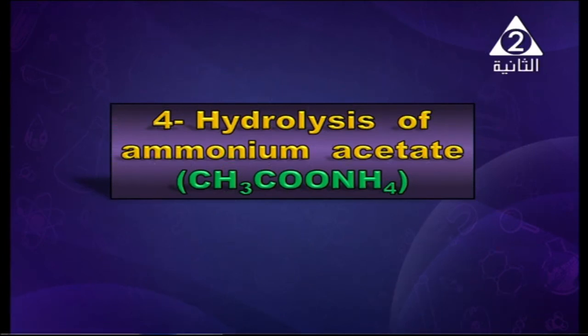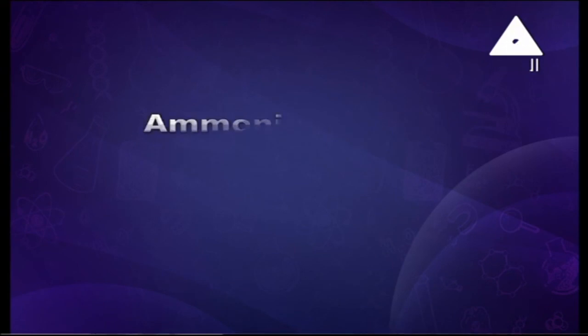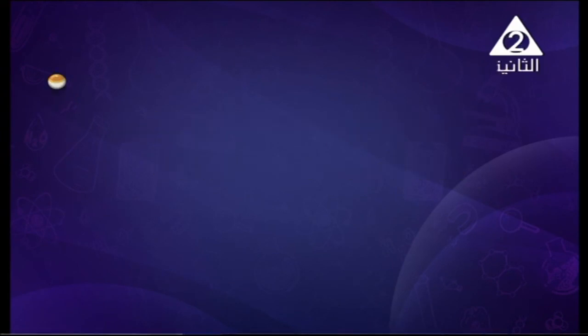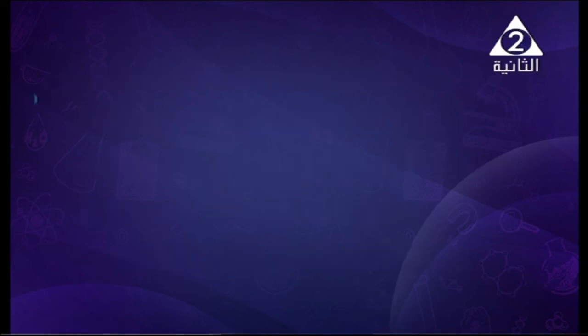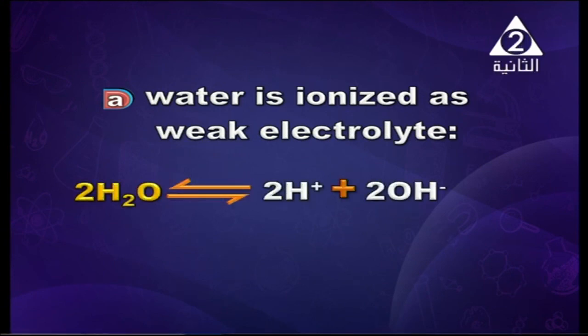Next example, hydrolysis of ammonium acetate. And we give reason for this point. Ammonium acetate solution is neutral. The reason for that is because ammonium acetate is ionized in water, giving weak acid, acetic acid, and ammonium hydroxide. And water is ionized as a weak electrolyte into hydrogen ion and hydroxide ion.